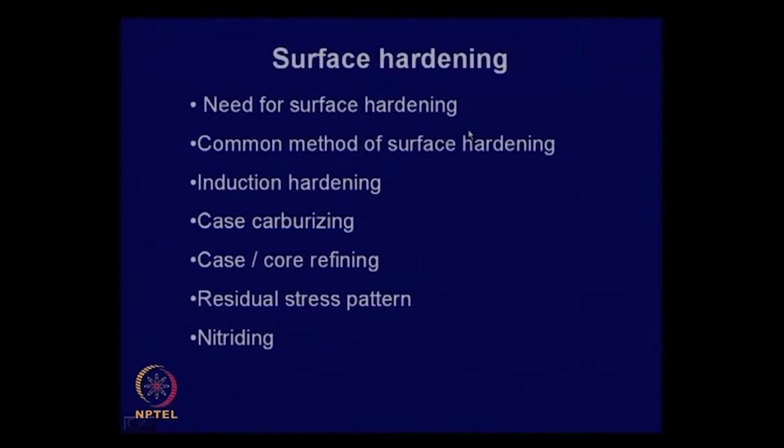We will see why we need it, and what are the types of components where we need surface hardening. We will look at some common methods of surface hardening. We will talk about induction hardening. We will talk about the carburization process, case carburizing. We will talk about post carburization heat treatment, case and core refining. We will also look at the residual stress pattern that is likely to develop as a result of surface hardening. We will see when it is beneficial, when it is harmful, and we will also talk about another process of surface hardening called nitriding.